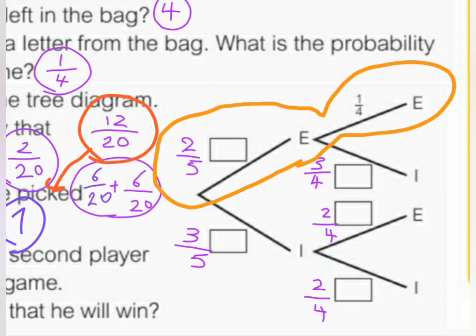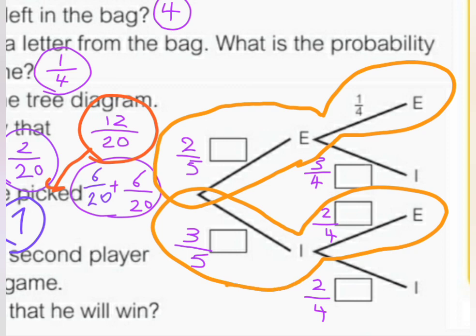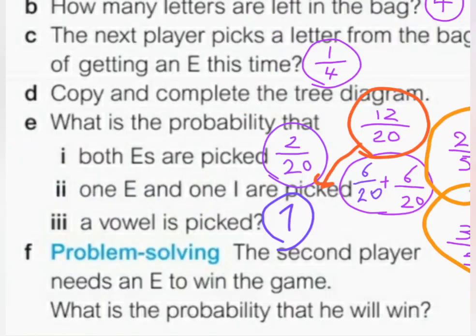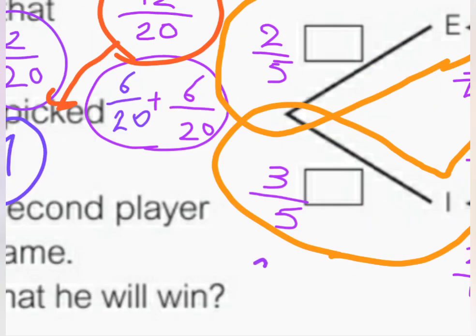So we find the probability of this lane or this line, and then we find if he took an I and then an E. So we find the probability of this one and then the probability of this one, and then we add them together. That's the idea. So the probability of the first one, which is 2 on 5 multiplied by 1 on 4, is 2 over 20. So this is the first one. We write it here. 2 over 20.